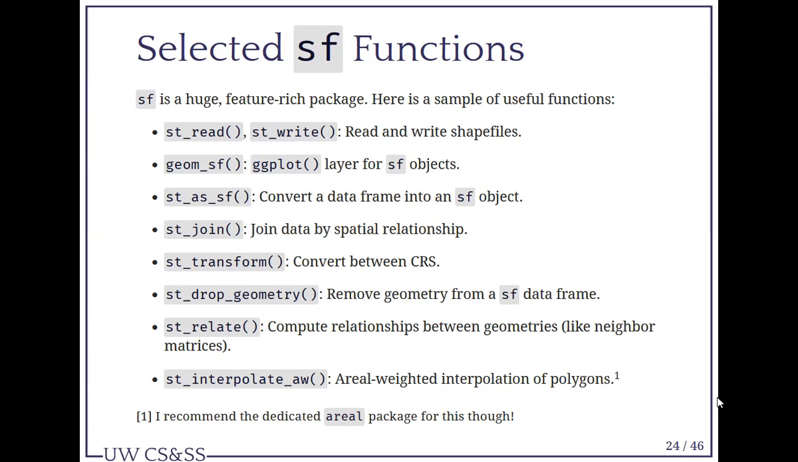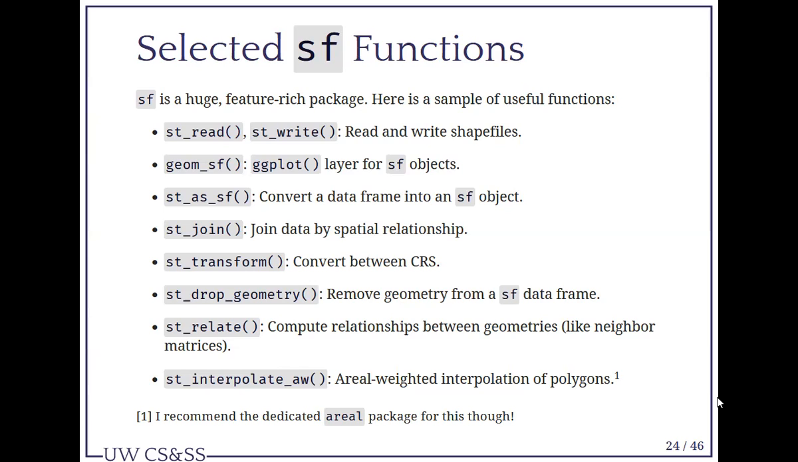st_transform converts between CRSs in case one comes to you not as WGS84 for some reason. st_drop_geometry removes geometry from an SF data frame. Recall I said that you would need special functions to remove things like the geometry from a data frame. This is that.